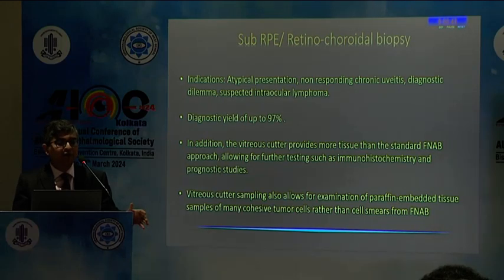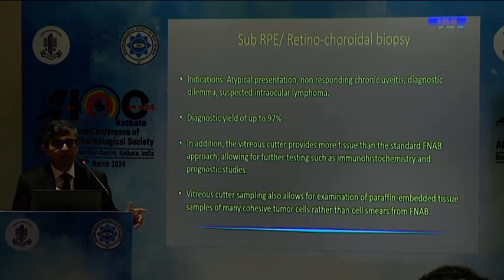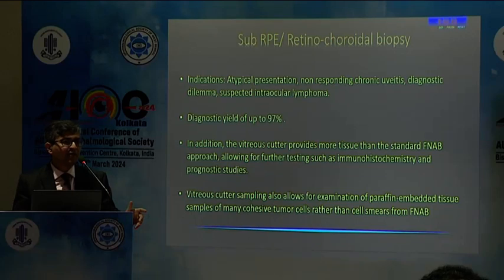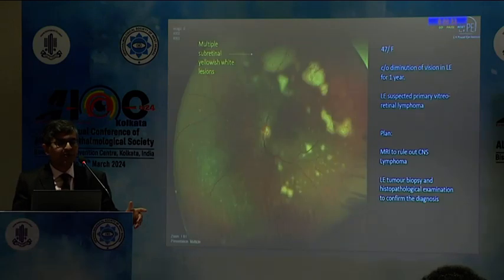The yield what we get from this space is very critical, because this is the area from where the tumor cell infiltration is the maximum. So if you just do a vitreous biopsy, the yield will be only 30 to 40%. So that's very critical where you want to obtain the biopsy, from which area you want to obtain the biopsy. So I will just jump into a few cases.